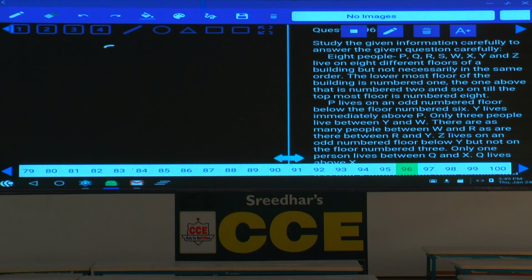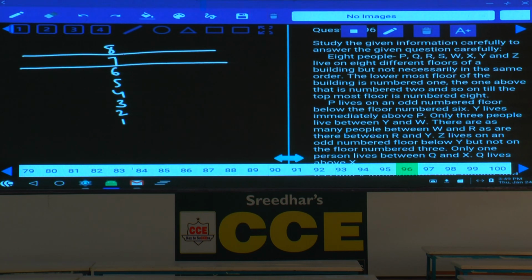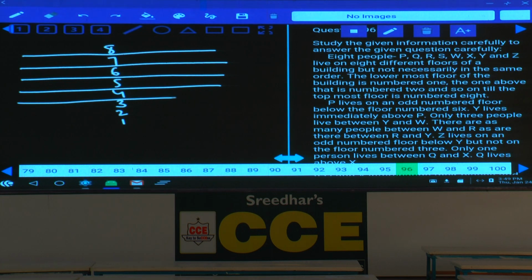Whenever a floor arrangement is given, always fix the floors at the center and extend the lines like this. 8, 7, 6, 5, 4, 3, 2 and 1 are the floors. Now, extend the lines like this. If there is a second possibility, we can work out the second possibility simultaneously. Then condition number 1.